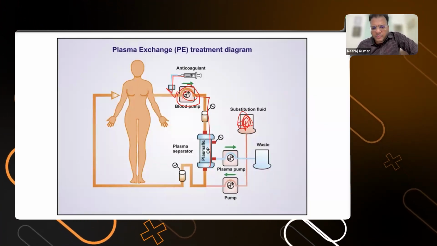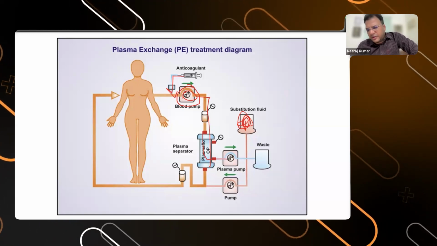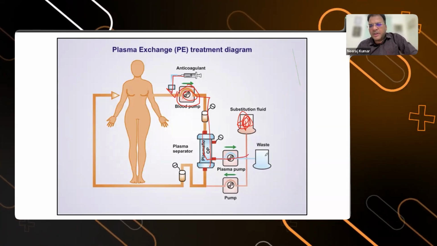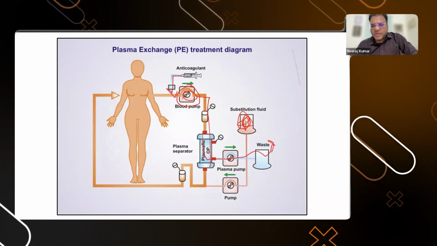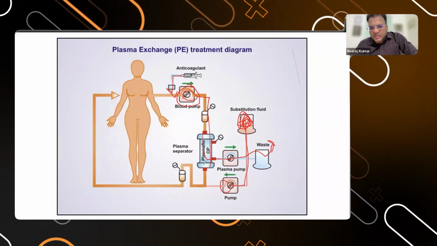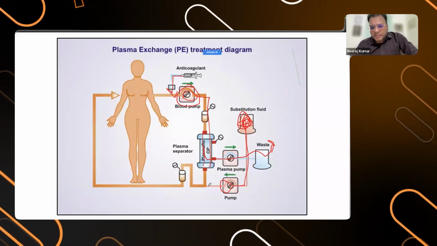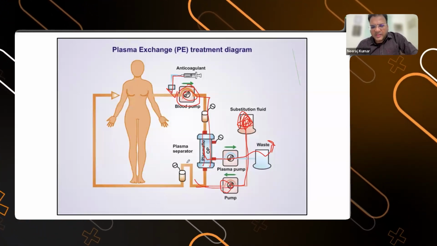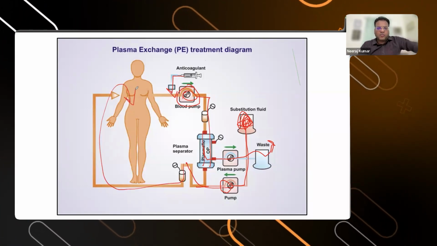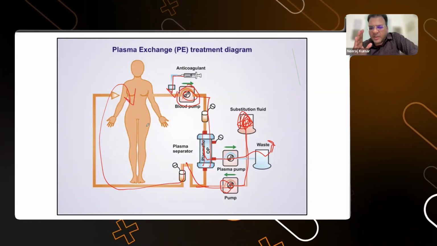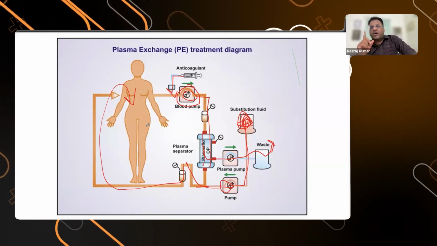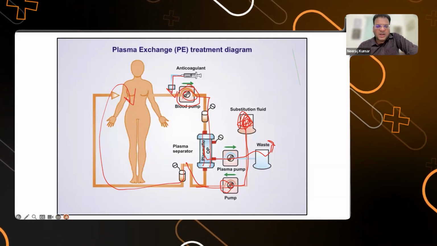Then from this plasma separator, the fluid will go to the plasma pump, and the waste will be generated. When you give a substitution fluid, it will go to another pump, and then through this filtration the plasma will be mixed along with this, and then directly it will enter the patient's body. So this is how a plasma exchange is carried out. Basically, a plasma separator is there, two plasma pumps are there, and one blood pump is there. A substitution fluid is also needed. Okay, now come to the next part.